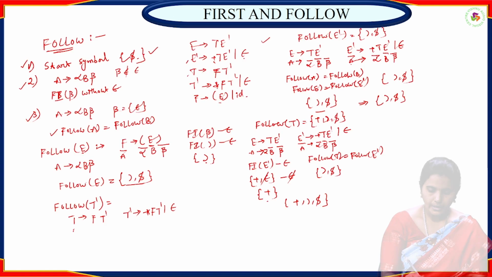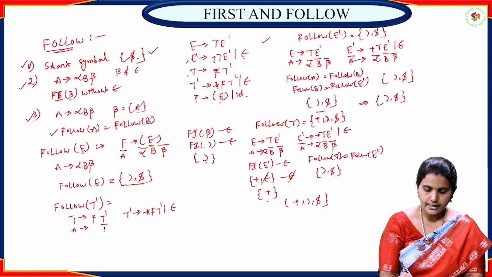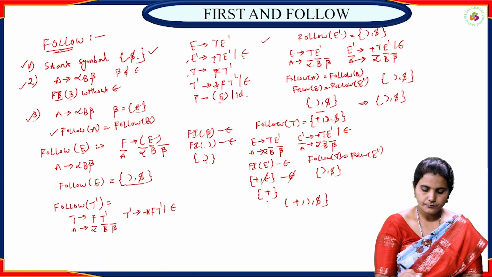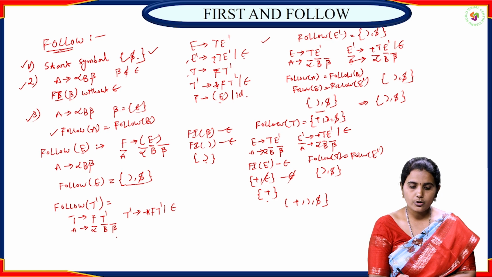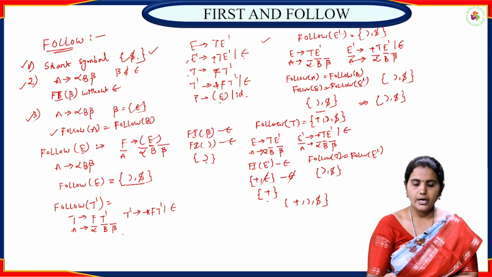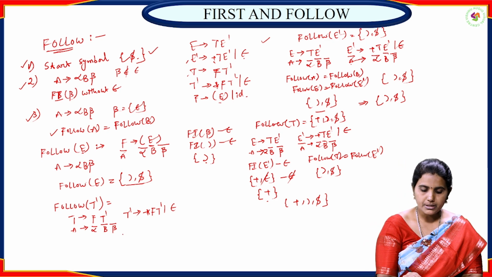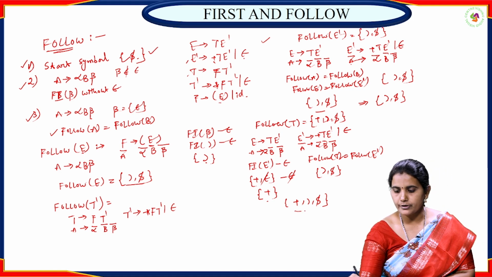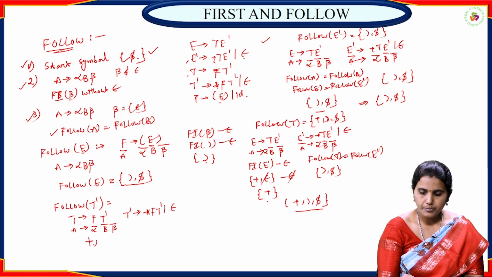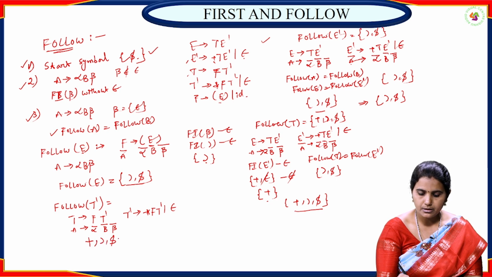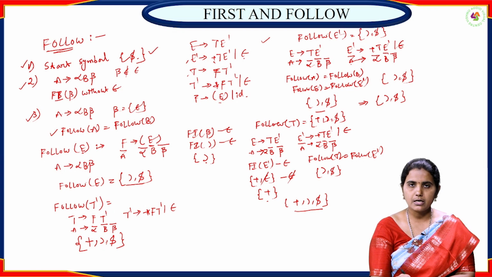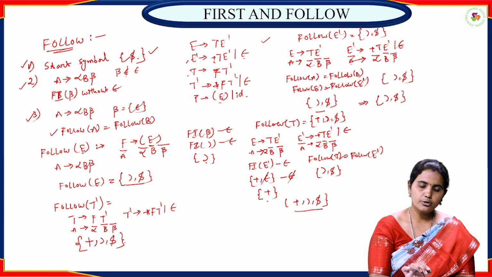Then A implies, your T dash is B, right hand side is alpha, left hand side is beta. Then here beta is an epsilon case. Then follow of A equals follow of B, means follow of T equals follow of T dash. Now follow of T is already completed. That is plus comma close brace comma dollar. Then your output is plus comma close brace comma dollar by applying rule 3.